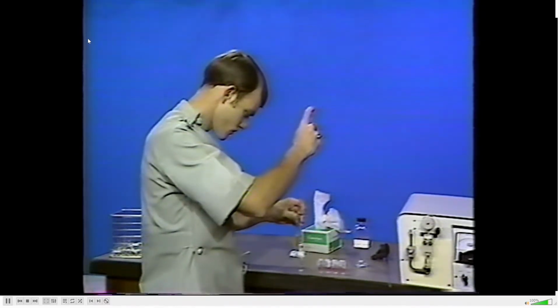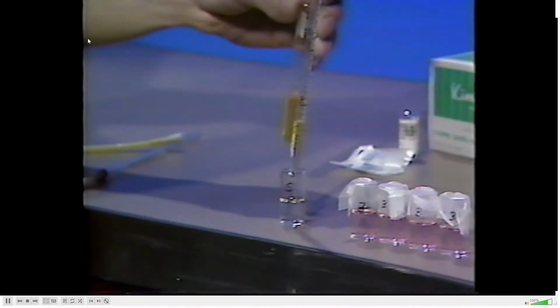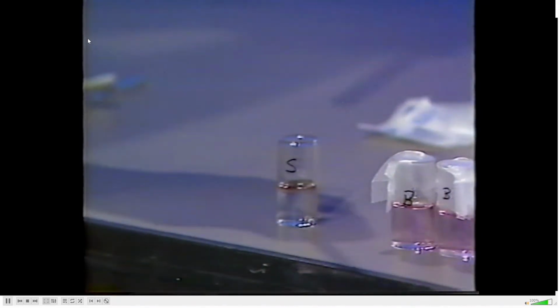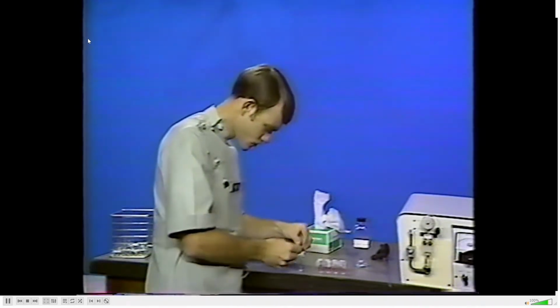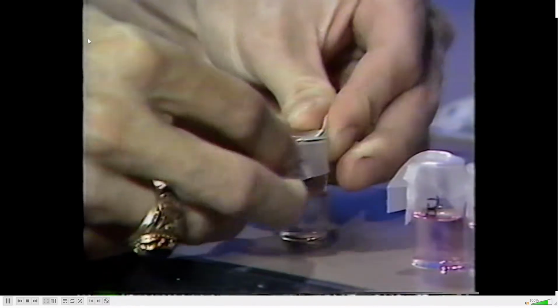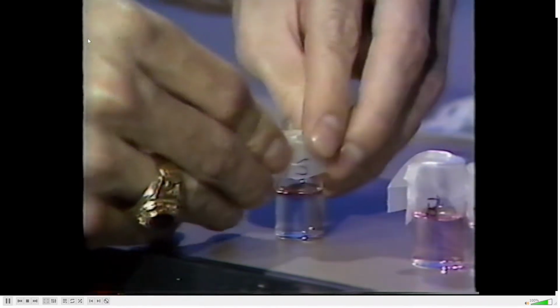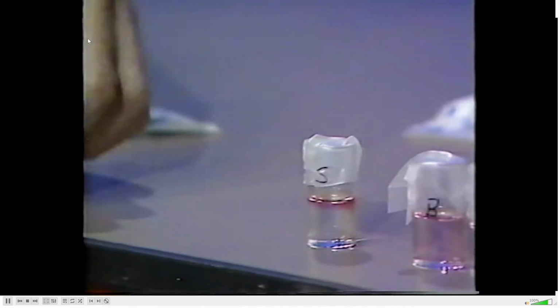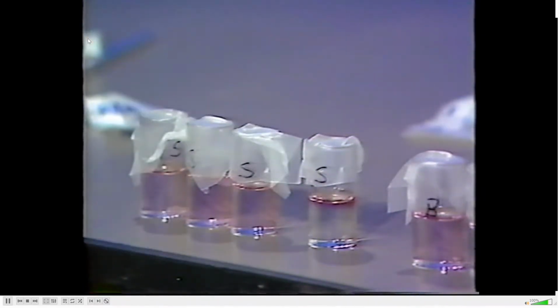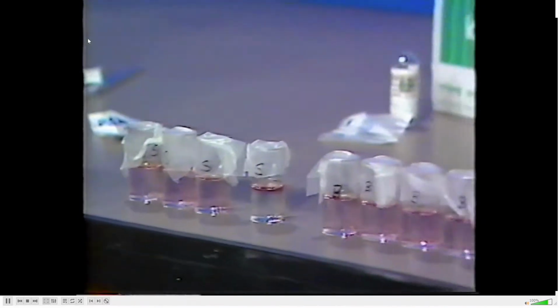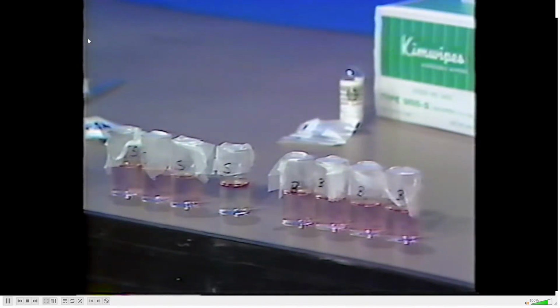Next, add 4 drops of gelatin reagent to each standard. Then cover the vials with parafilm. The 3 remaining standards are prepared in the same manner. Control and unknowns are prepared similarly. Remember, 4 milliliters of acid diluent, 1/10 milliliter of sample, and 4 drops of gelatin reagent.